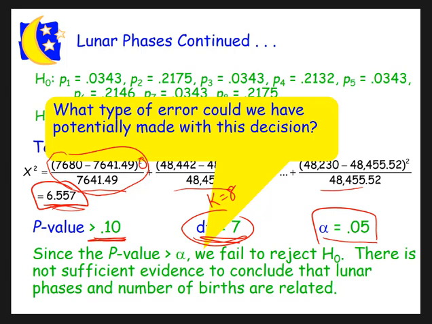So what type of error could we have potentially made with this decision? Well, we failed to reject the null hypothesis. So that means it would have been a possible type 2 error. They really are different, but we failed to reject.